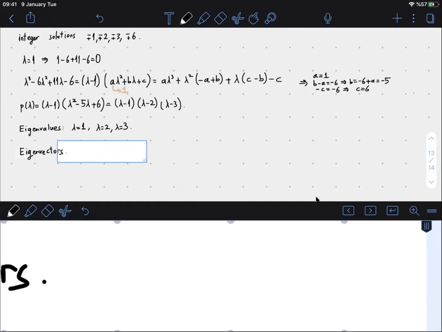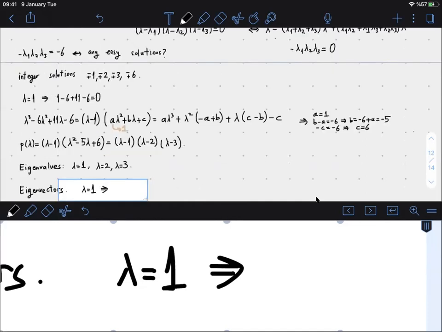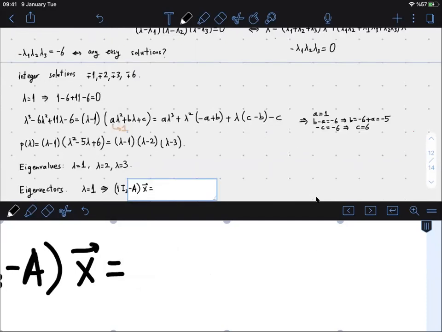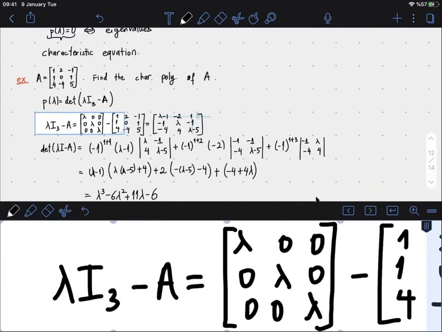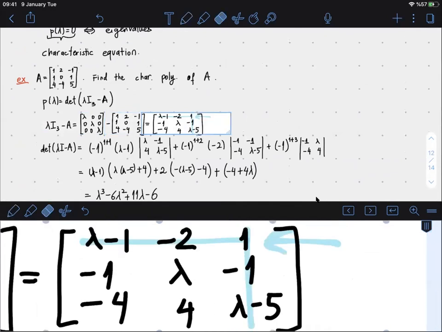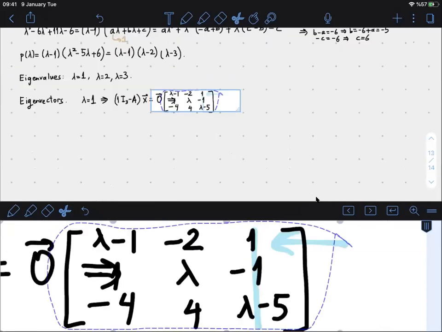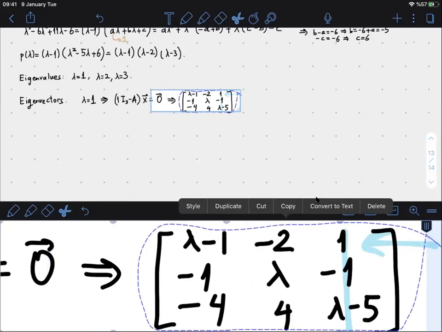So we start with lambda equals 1. What happens if I plug in lambda equals 1? Where's my matrix? It's somewhere here. So what I will do is I'm looking for 1 times I3 minus A times the vector x equals the 0 vector. What does this mean? Let's go back to the matrix lambda I minus A. Here I will be plugging in lambda equals 1. Let me copy that, and paste. I will put lambda equals 1 here.